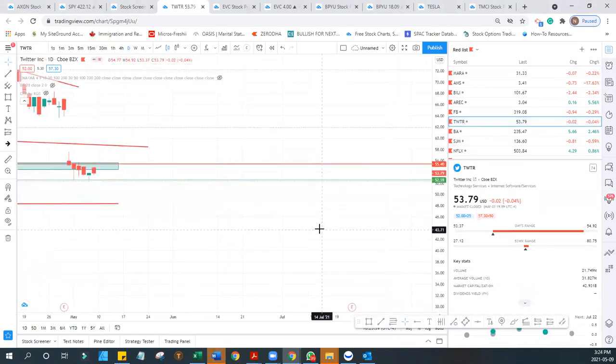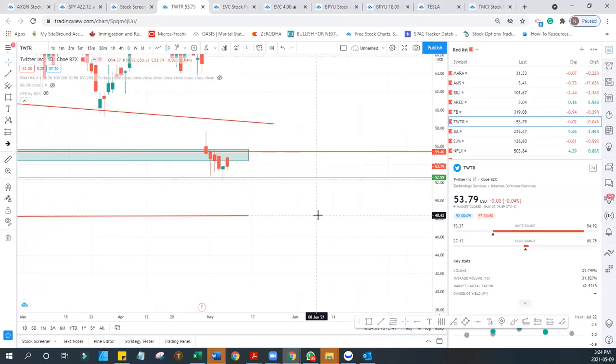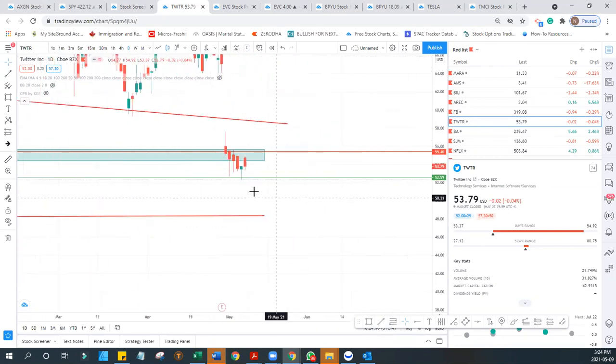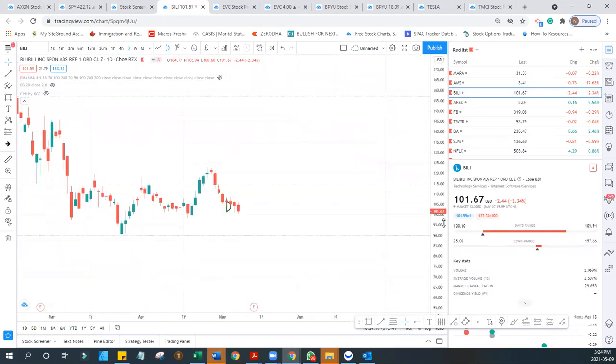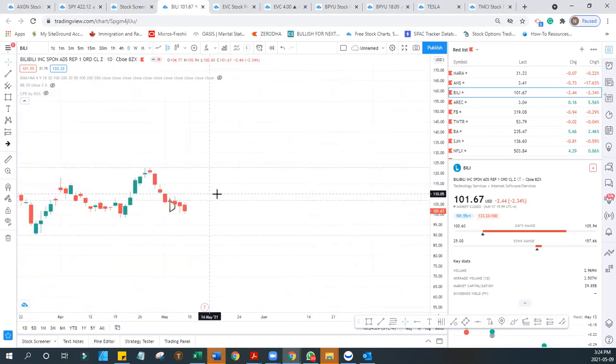If you see, I did share the video in the group about taking the support from 52,929, and Twitter did take the support, but it's like 55. This is the range for Twitter. And the Billy, which I shared earlier, the same way it fell to $101 from $110 over the last 5 days. I shared it on my YouTube channel and in the group.